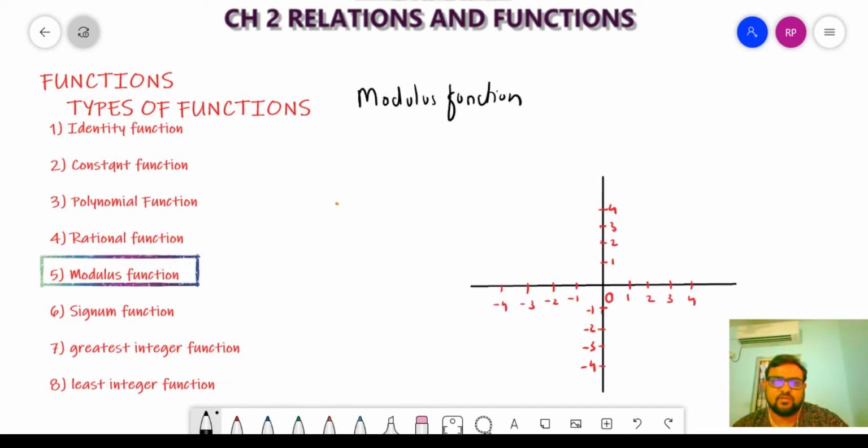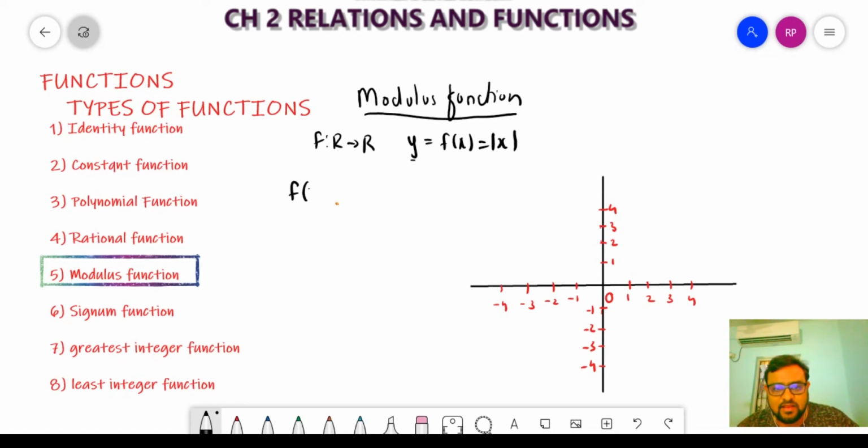Modulus function. See, modulus function, again a function from R to R, where the function is of a type of modulus, like f(x) equal to modulus of x, right? So the value of y will always be positive. Here I have to split it into two parts. If I take example, f(x) is equal to modulus of x minus 1, then I need to split it into two parts. x minus 1 if it is greater than equal to 0.